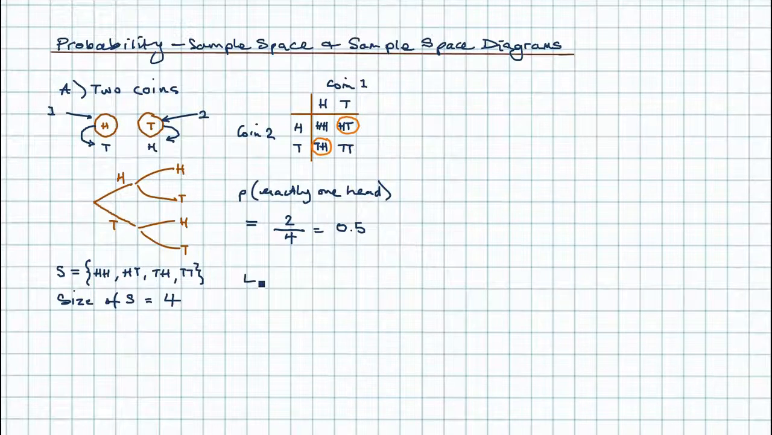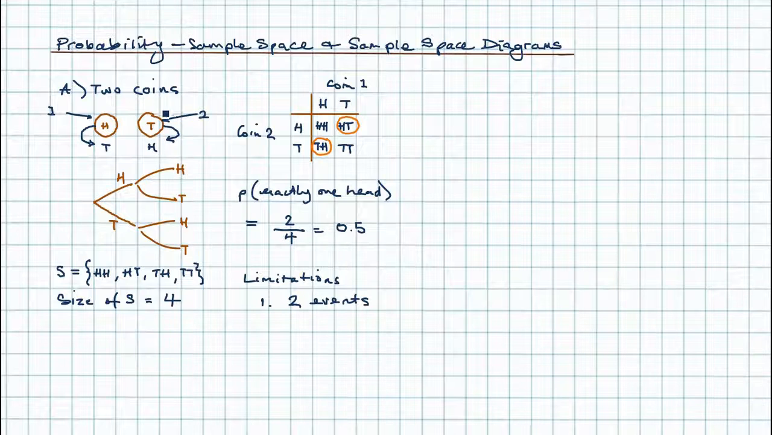Now, limitations on a sample space diagram are very important. First limitation is that the sample space diagram is restricted really just to 2 events. So it can only be used when there are 2 events.